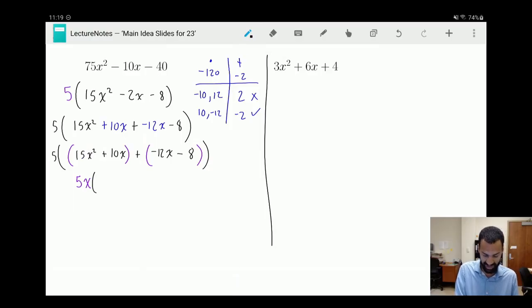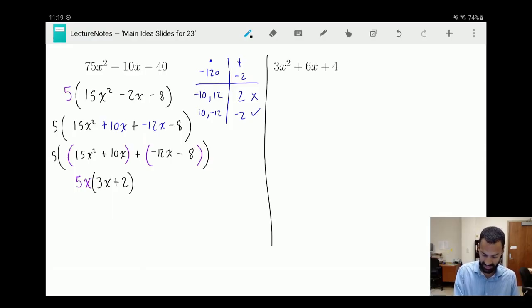If I factor out 5x, 15 divided by 5 is 3. X squared divided by x is x. 10 divided by 5 is 2. X divided by x is 1. 2 times 1 is just 2, right? So the 1 basically cancels out. Or the x cancels out.